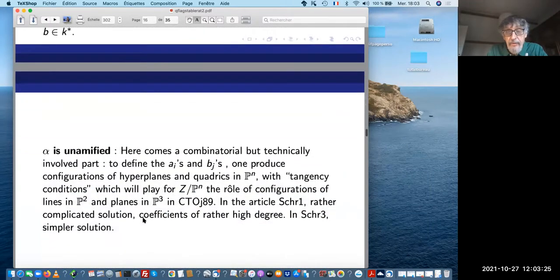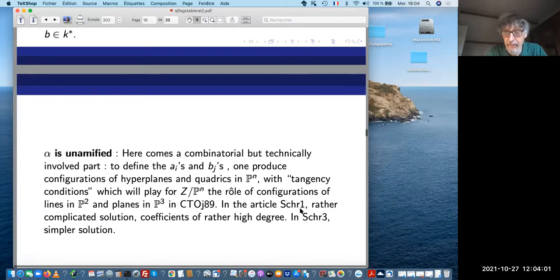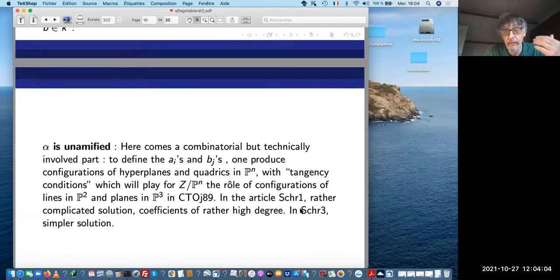The fact it's unramified comes from a combinatorial but technically involved part. You have to define the a_i and the b_j and produce configurations of hyperplanes and quadrics in P^n. Remember, in the paper with Ayong, we produce configurations of planes. In fact, in his first paper, Schreieder produces configurations of planes and quadrics. And the result is that the ramification locus of the special fiber has relatively high degree, which ultimately is not too good to produce good hypersurfaces, because the degree somehow is too high. We'll see how he manages to get rid of this problem in paper number 3.